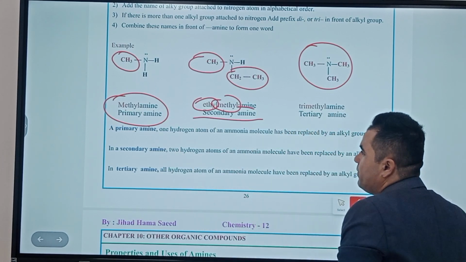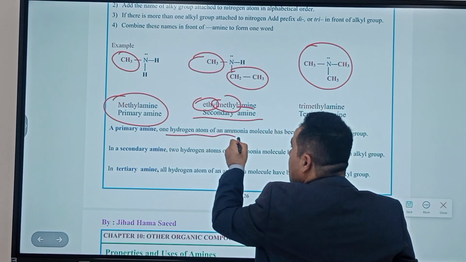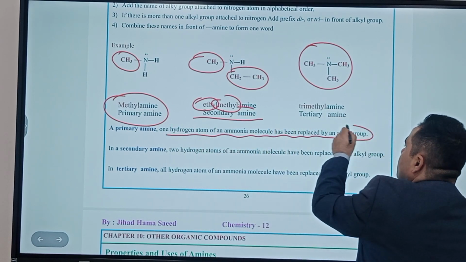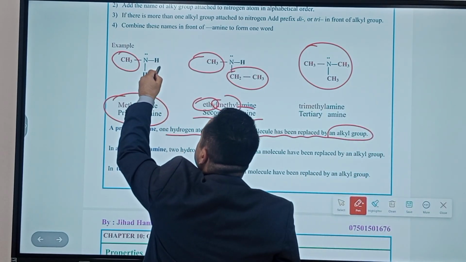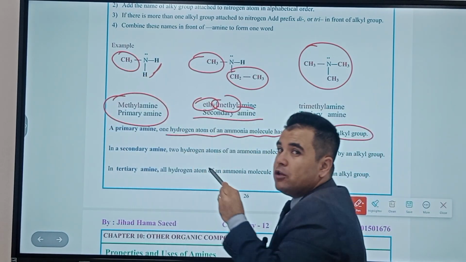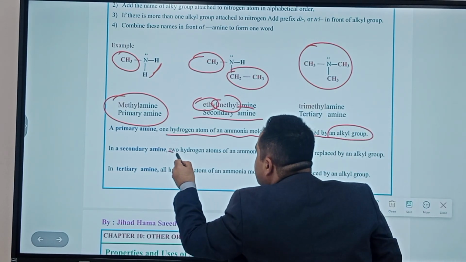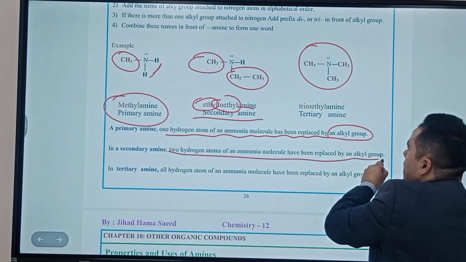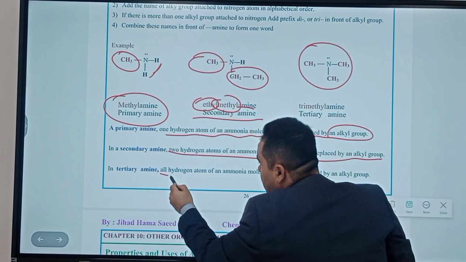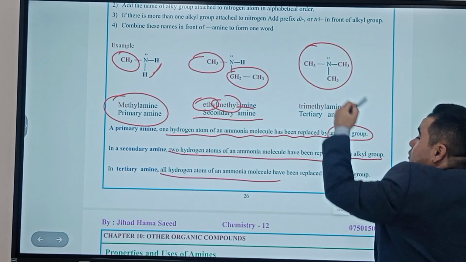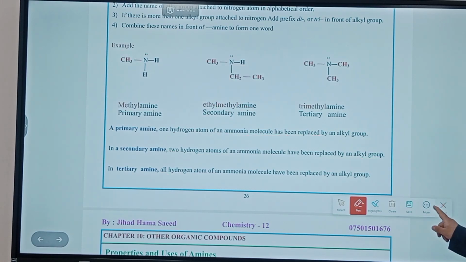A primary amine, secondary and tertiary are what? Let us talk about them. In a primary amine, one hydrogen atom of an ammonia molecule has been replaced by an alkyl group. As you can see, we have 2 hydrogens here. Only one of the hydrogens is replaced by the alkyl group. In a secondary amine, 2 hydrogens are replaced by alkyl groups. In a tertiary amine, all 3 hydrogens are replaced by alkyl groups.